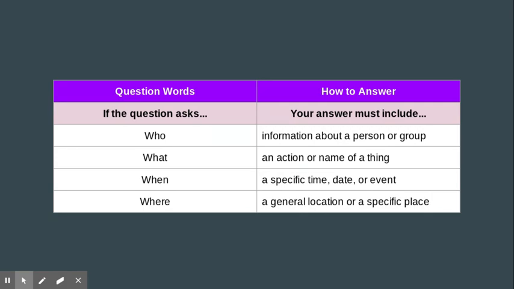Follow along as I review the information on the slide. If the question asks who, your answer must include information about a person or group. If the question asks what, your answer must include an action or name of a thing. If the question asks when, your answer must include a specific time, date, or event. If the question asks where, your answer must include a general location or a specific place.